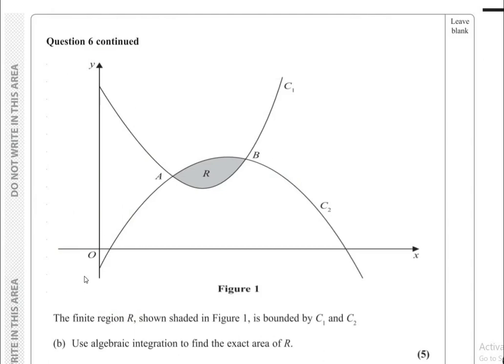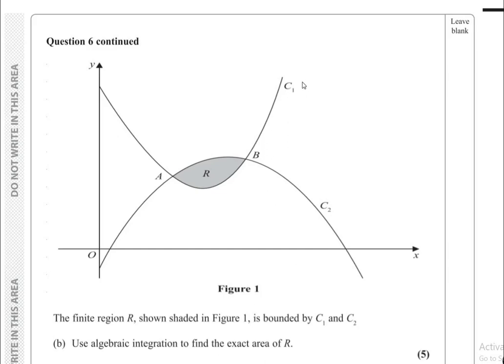Let us look at the B part of the question. The finite region R, shown shaded in figure 1, is bounded by C1 and C2. Use algebraic integration to find the exact area of R.